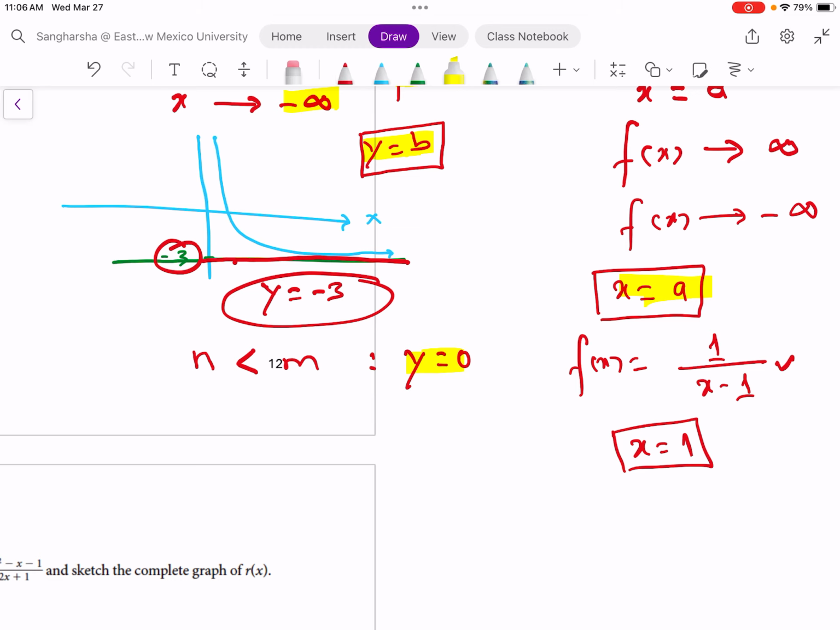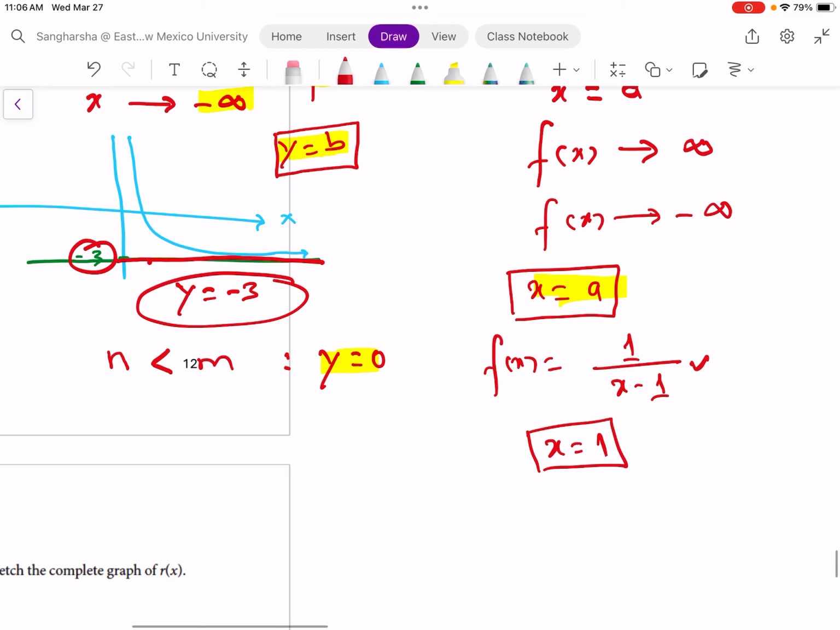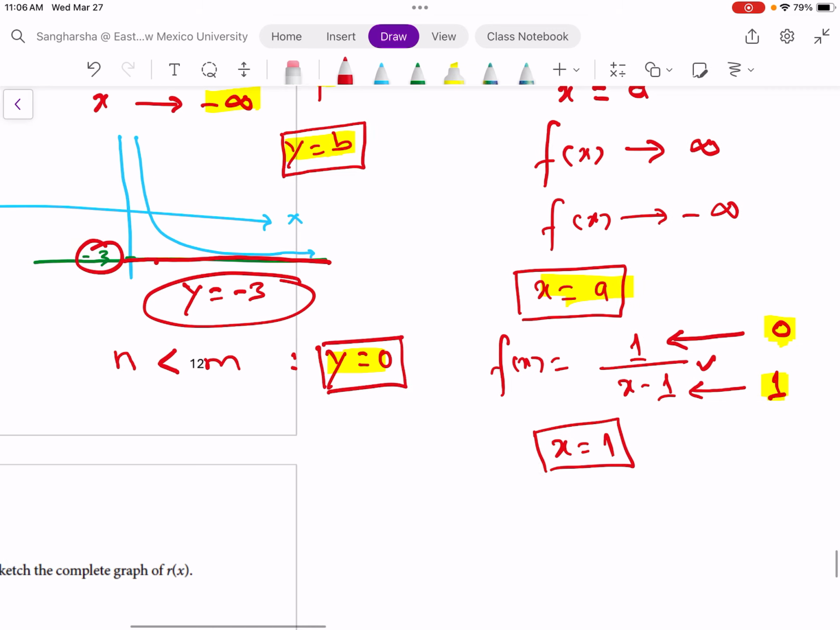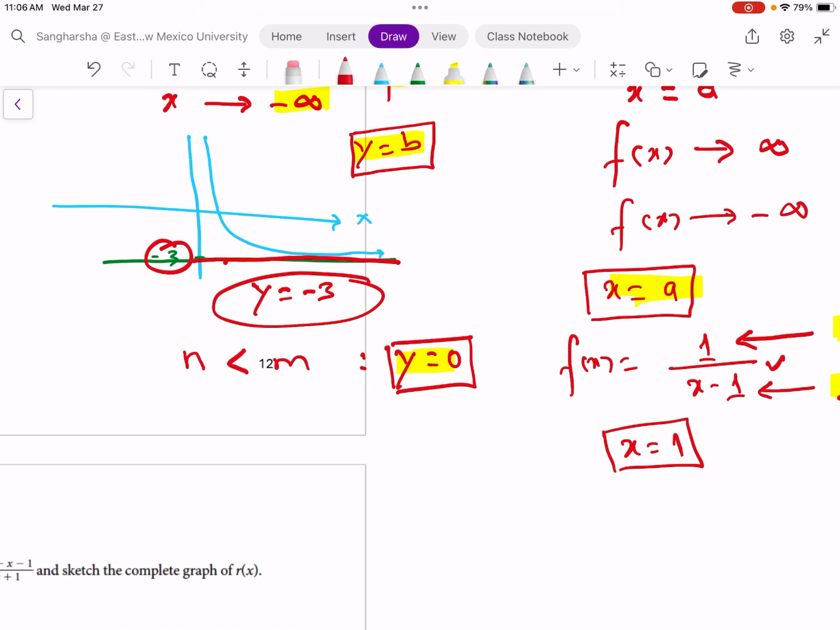Like for the same function, the degree of numerator, it is a constant, and a constant has degree 0, and the denominator has degree 1. So here the degree of numerator is less than the degree of denominator, and for this function the horizontal asymptote is always y equals 0.